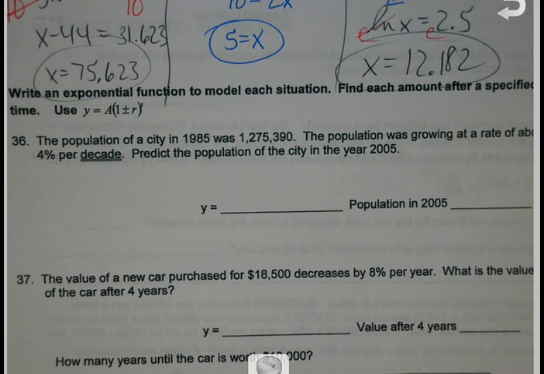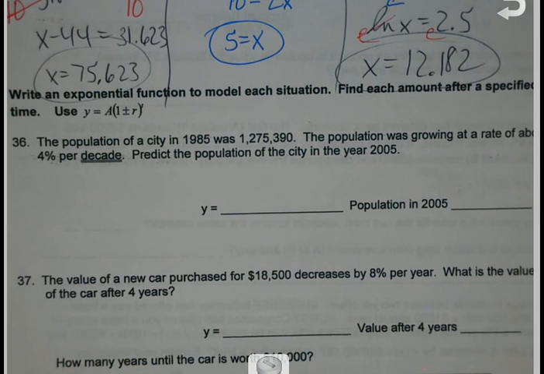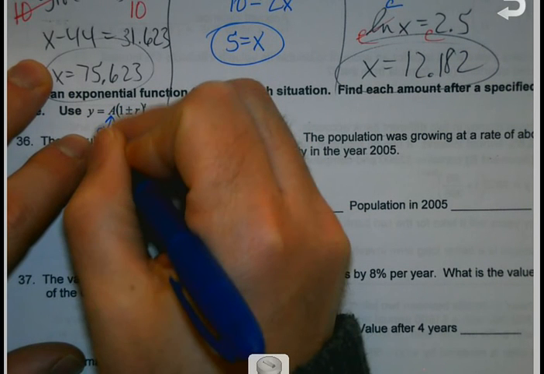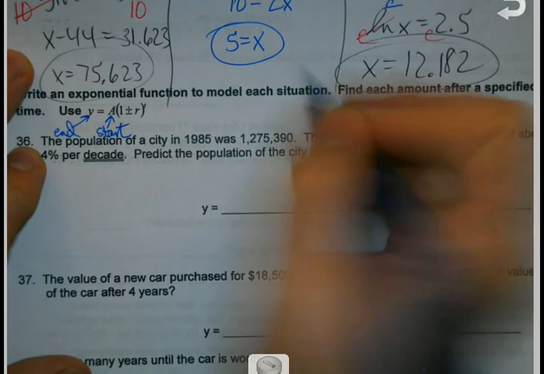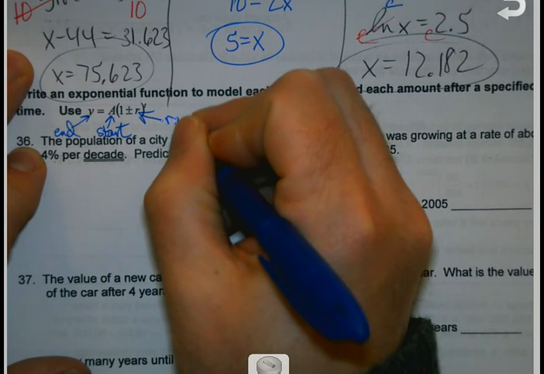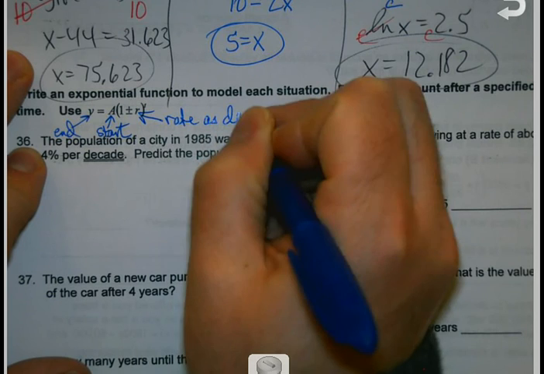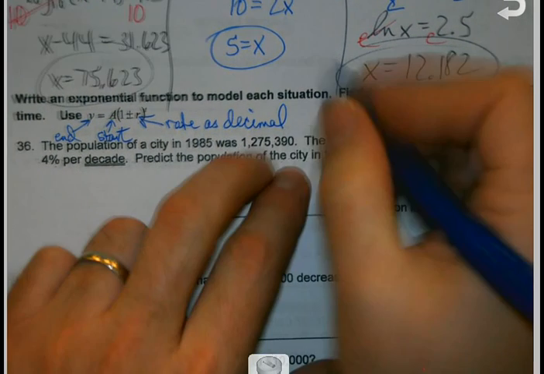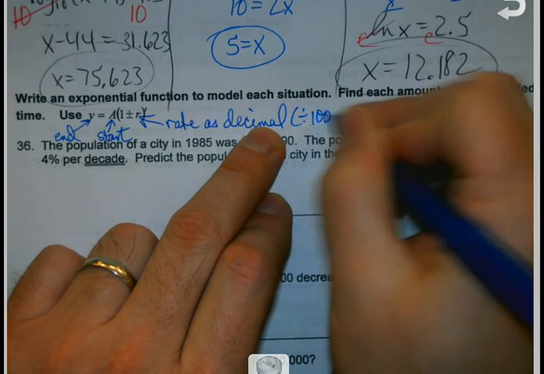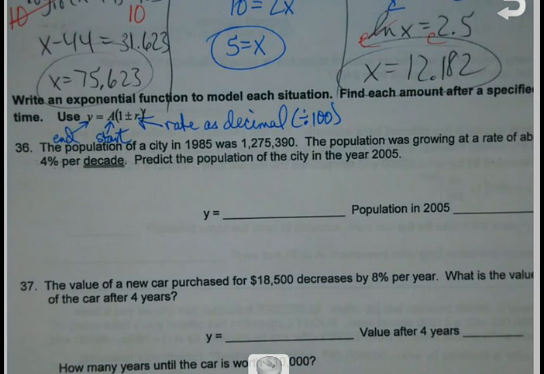Okay, reminder. On these type of problems, I will give you the expression. Don't get creative, okay? Population of a city. Now let's rewind for a second here. Reminders again. A is what I start with. Y is what I end with. And R is my rate as a decimal. If you don't know how to do it, just take whatever percentage they give you, divide it by 100. That'll give you the rate as a decimal.